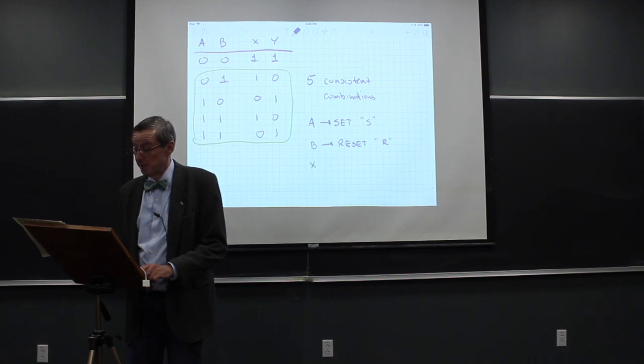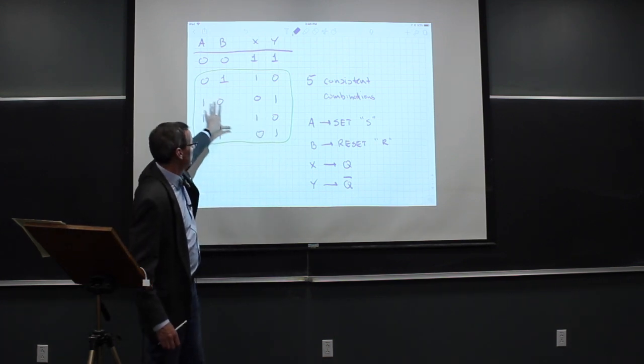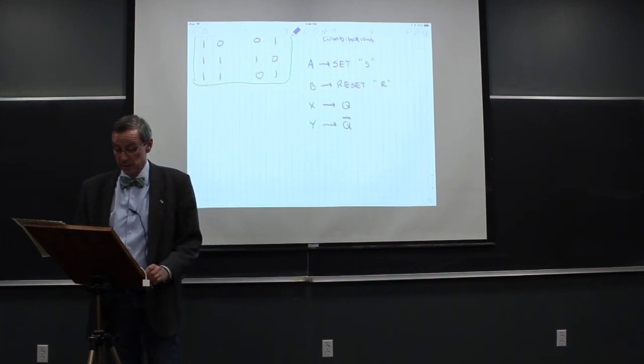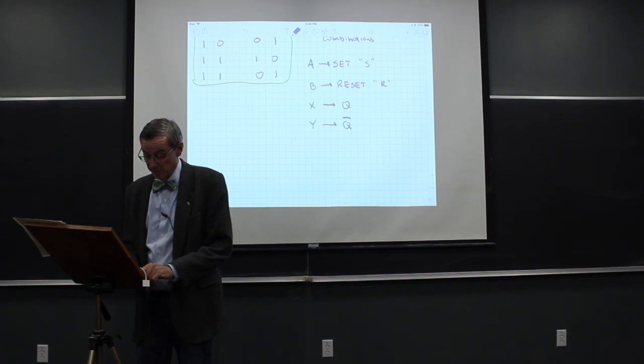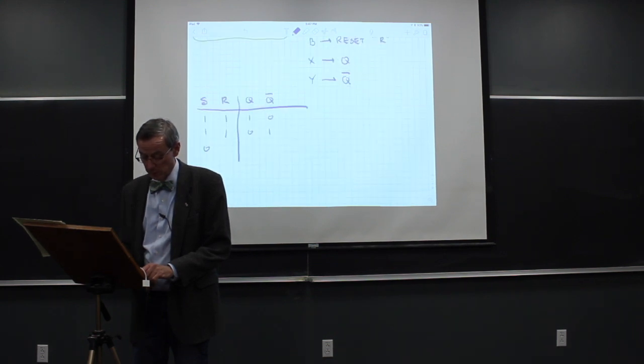The X output is going to go to Q, and the Y output is going to be the complement of Q. So I'm going to remap this into this particular truth table here. I'm going to have set, reset, Q, Q bar. And I'm going to have 1, 1, 1, 1, 1, 0, 0, 1, or 0, 1.